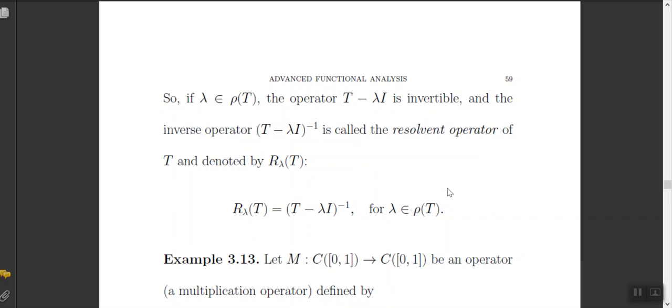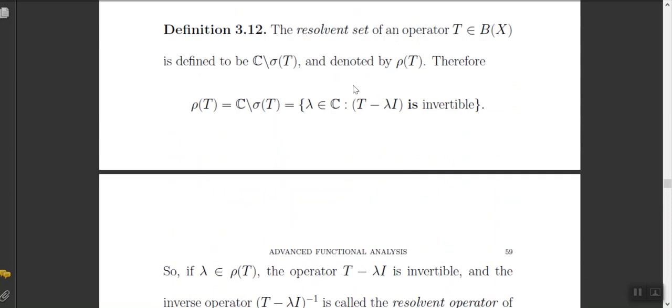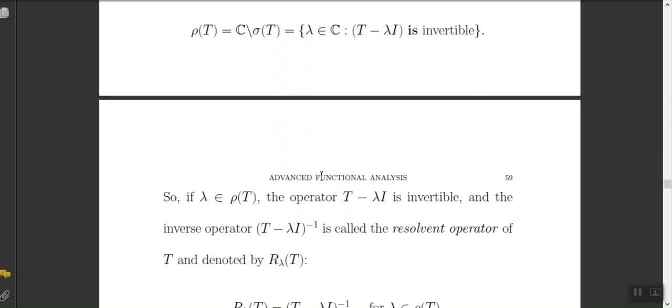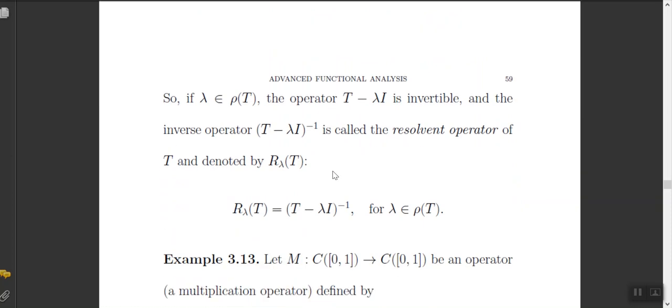Why do we give the definition of this resolvent set? Because you can see the resolvent set is defined to be the complement of a spectrum. Sometimes when we are trying to compute or describe the spectrum of some operators, it might be better or easier to find the resolvent set. Then when you find the resolvent set, you take the complement, and then you can find the spectrum. This is the advantage.